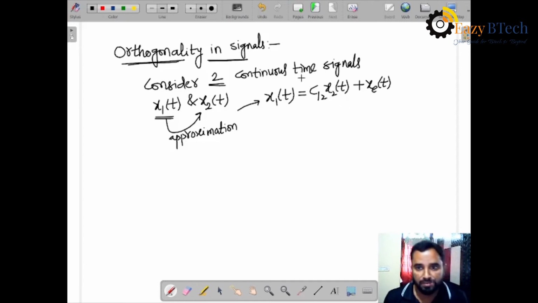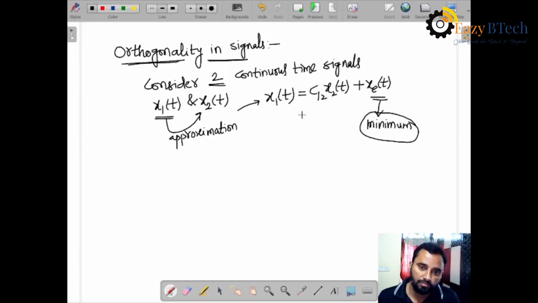But in this expression or in this approximation, we have an error signal. This error must be minimum. Please remember, we should always have minimum error. Then only it will become the best method of approximation. It will become correct. Remember, minimum error.